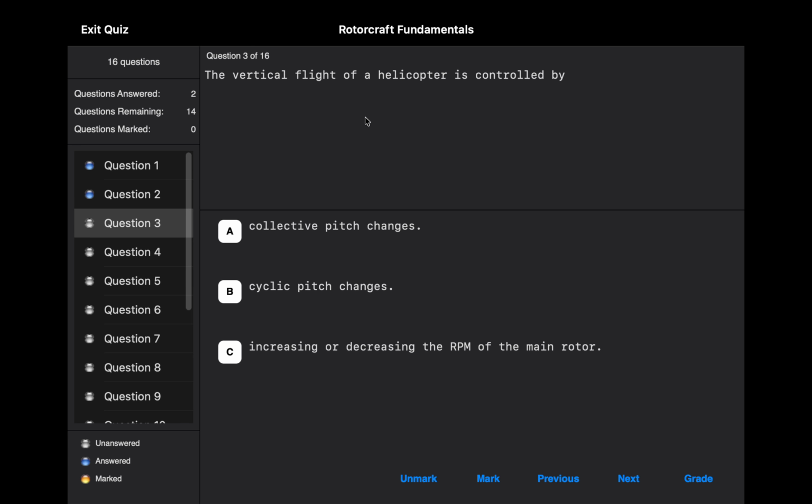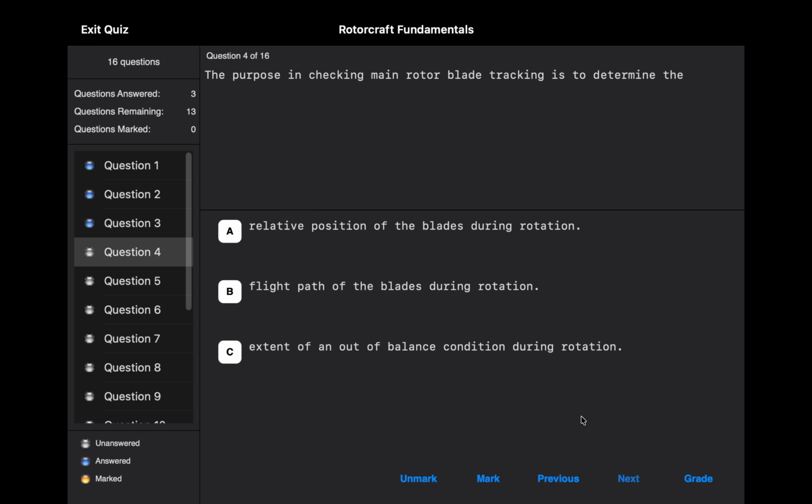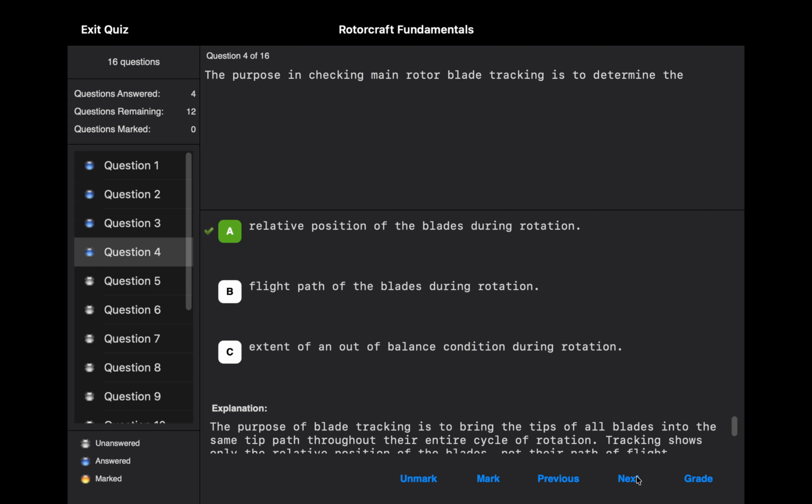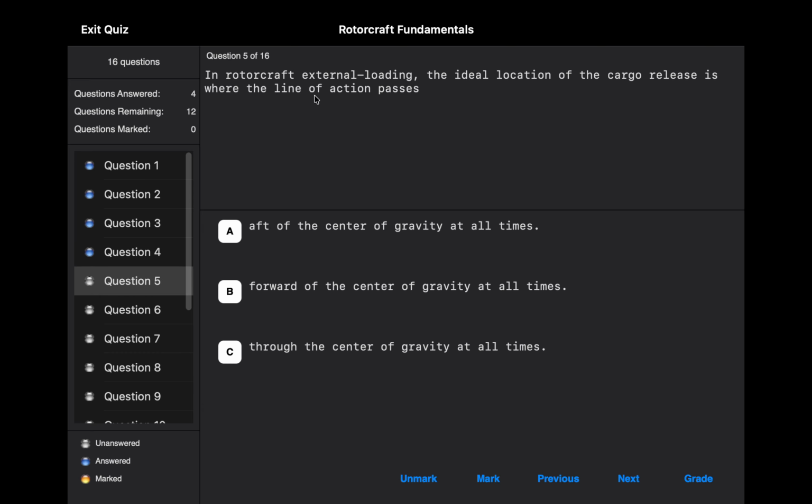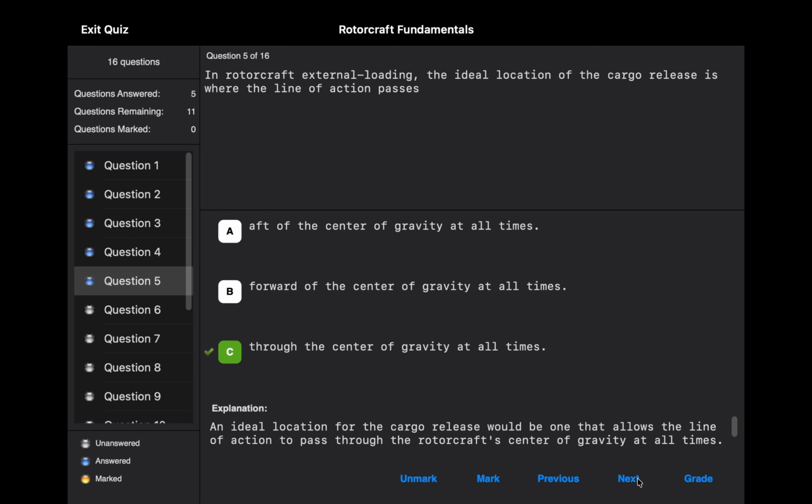The vertical flight of a helicopter is controlled by collective pitch changes. The purpose in checking main rotor blade tracking is to determine the relative position of the blades during rotation. In rotorcraft external loading, the ideal location of the cargo release is where the line of action passes through the center of gravity at all times.